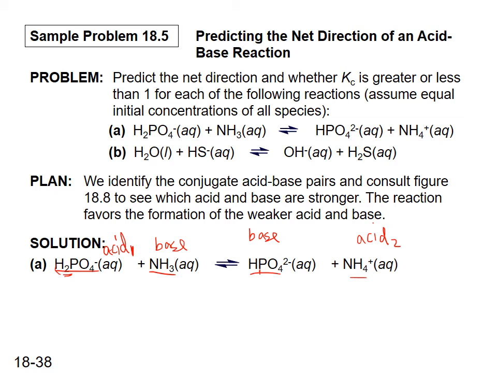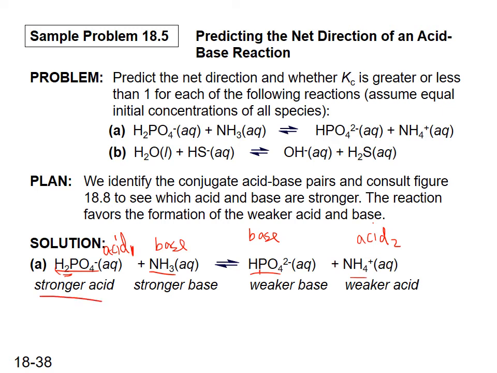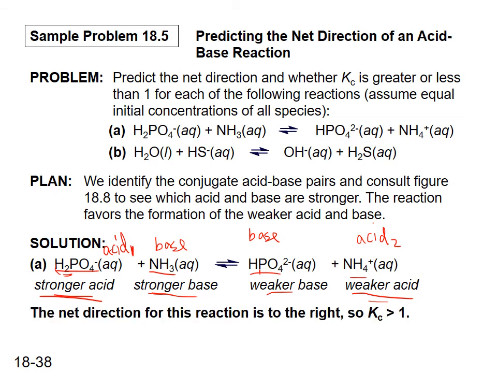Okay, if you go back to the previous slides, you will find that H2PO4⁻ is a stronger acid than ammonium, which is a weaker acid. Similarly, you can find ammonia is a stronger base than HPO4²⁻, which is a weaker base. So the reaction goes from stronger acid to weaker acid, or from stronger base to weaker base. So the forward reaction is favored, and therefore K must be greater than 1.